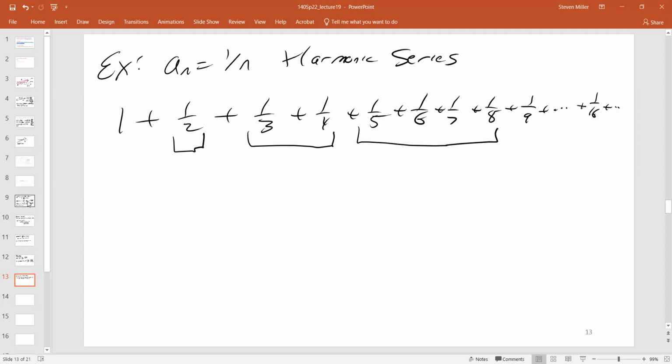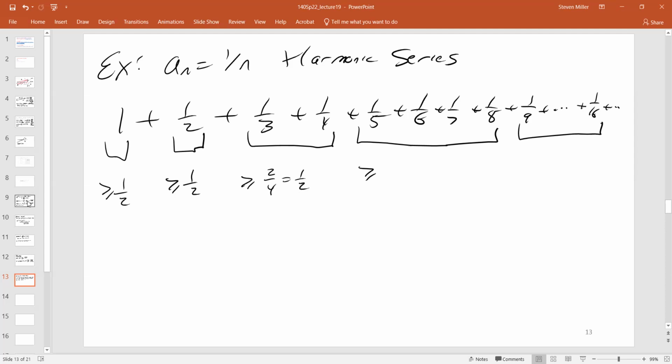And what I'm going to do is I'm going to break it up like this. What's the sum of 1/2? 1/2. So this is greater than or equal to 1/2. And the sum of 1 is just greater than or equal to 1/2. What about 1/3 plus 1/4? What is that greater than or equal to? 1/2. Because 1/4 is the smallest of the two terms. So this is greater than or equal to 2/4, which is 1/2.